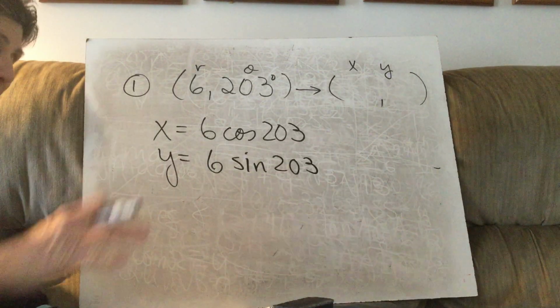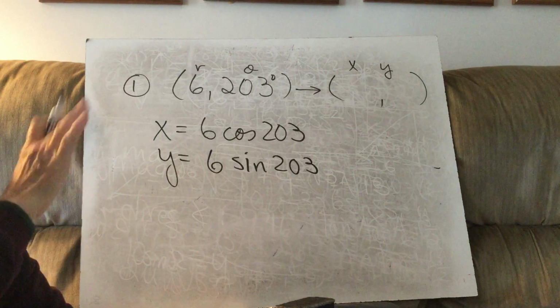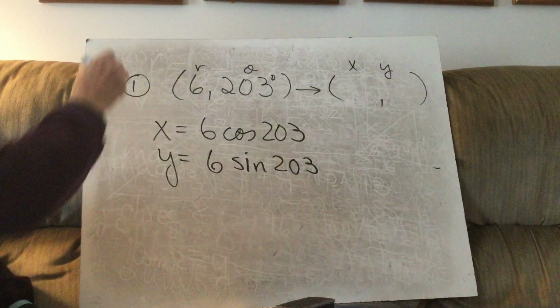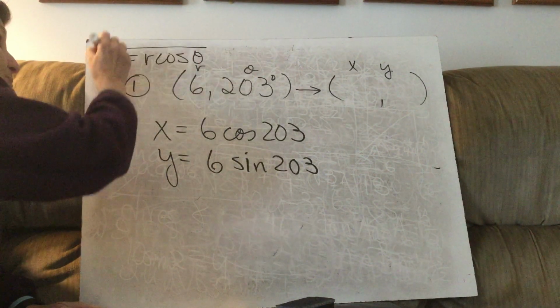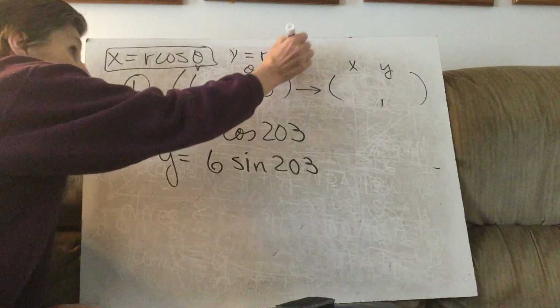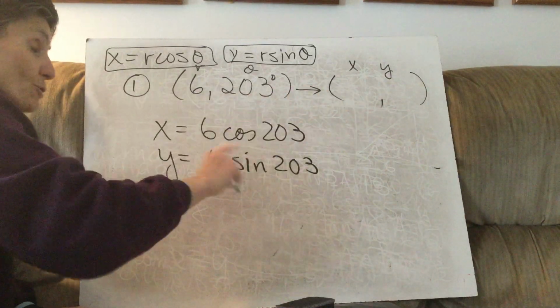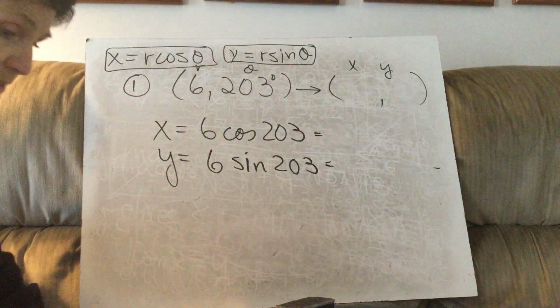So somewhere in your notes, and I've asked you to do this about 15 times, I know, have x equals r cosine theta, y equals r sine theta. Have this written down, put in boxes, because that's how you convert from polar into rectangular. So it's super simple. You just type it in on your calculator.